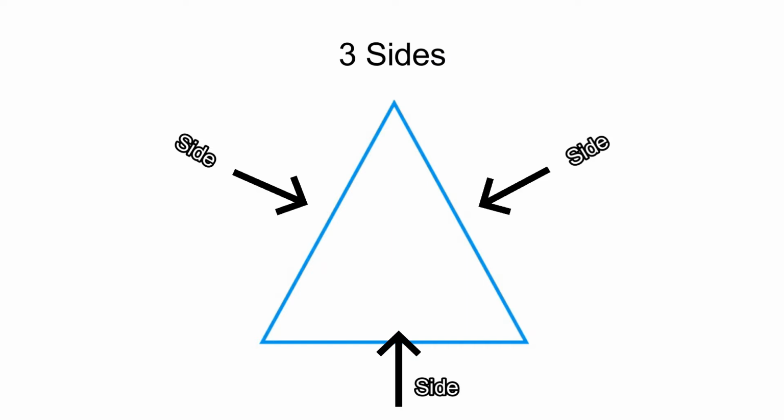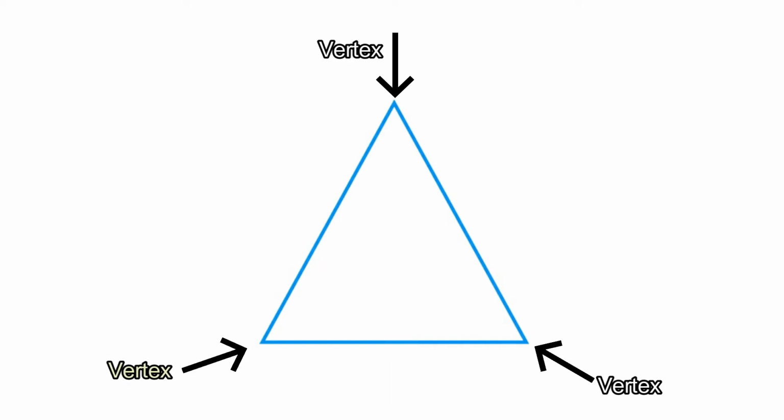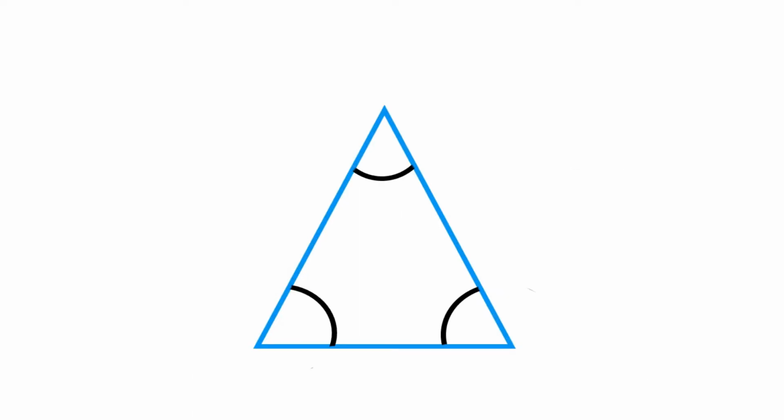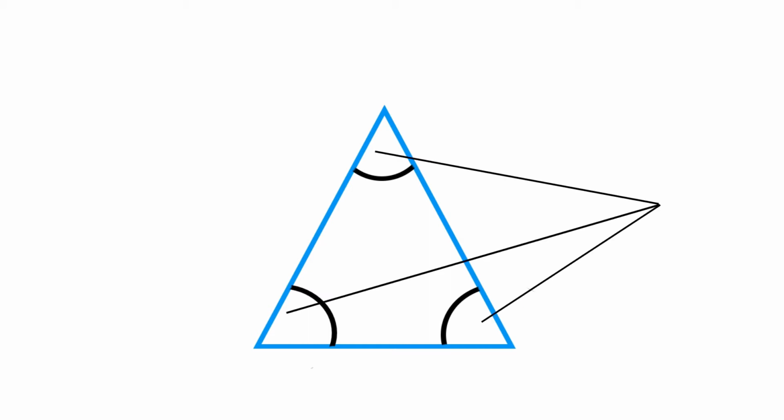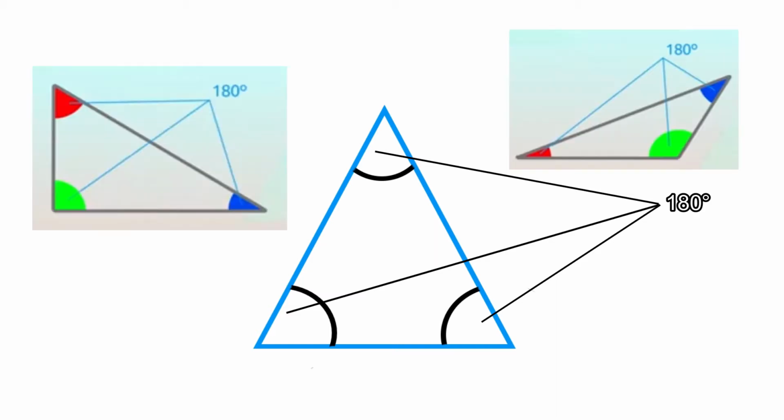Triangle. A triangle is a geometric shape or a closed plane figure with three sides. The point where two sides meet is called the vertex, and all triangles have three vertices. There is an interior angle for each vertex. If we add up all the angles together, the result would always be 180 degrees.